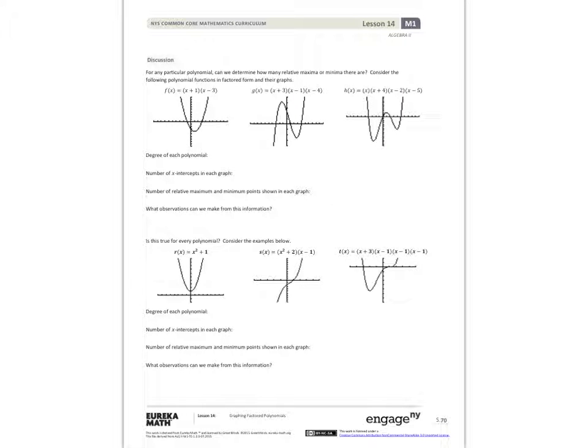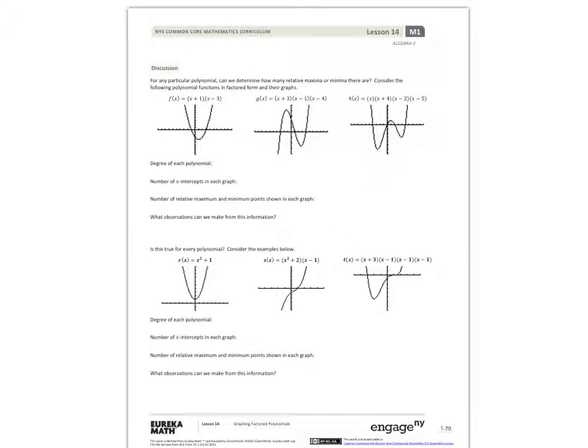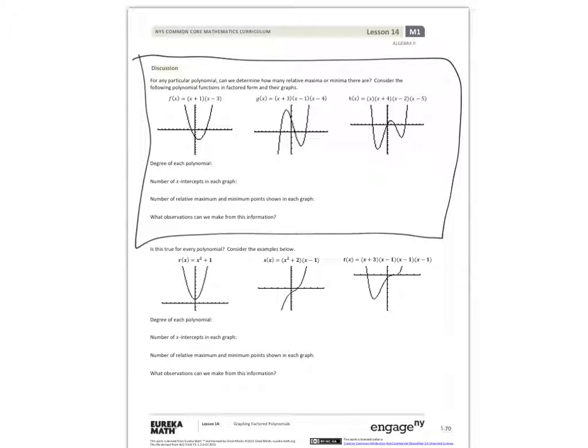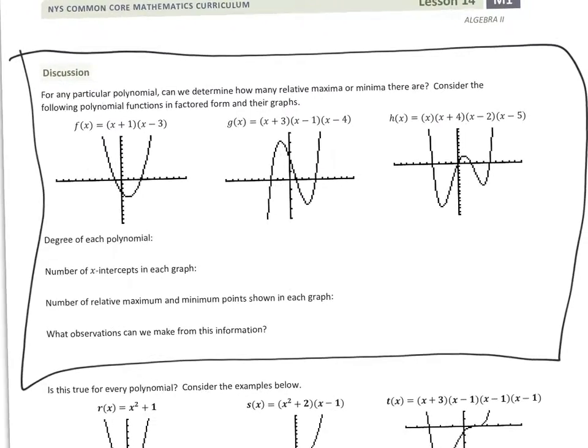So we want to talk quickly about sketching some polynomial functions, and this is an Engage New York activity that I distributed in class, but I don't really think we talked about it too much. But it gives us a really strong idea of what a polynomial function is and what that looks like. So I want to take a quick look at these three pictures and their associated graphs.